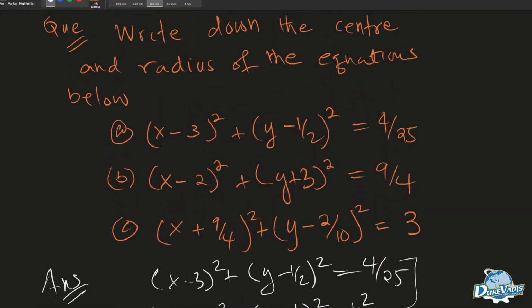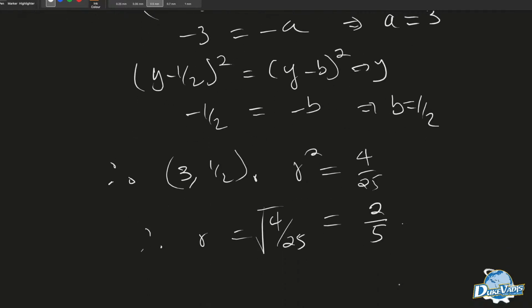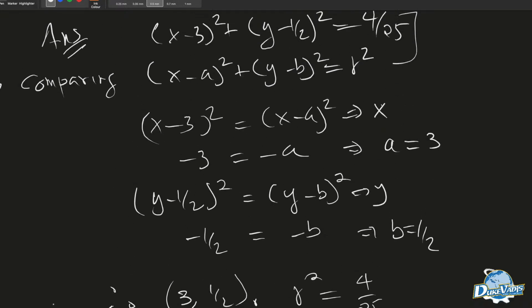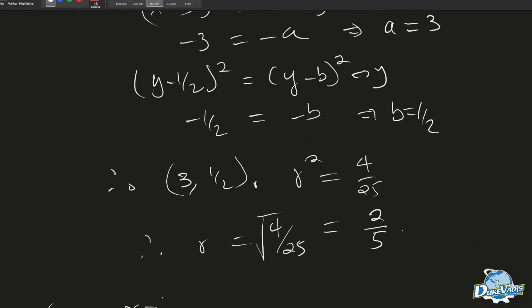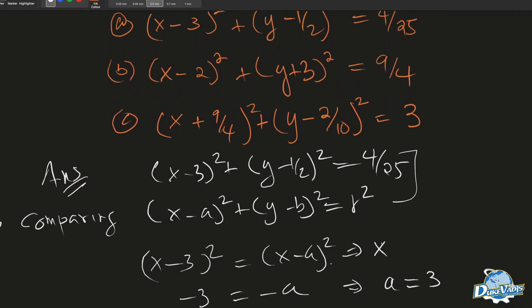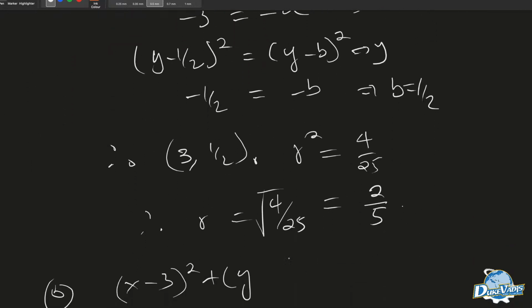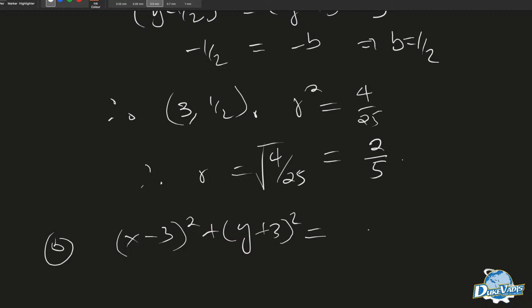Now let's tackle the second one. That says B. That's x minus 2 squared plus y plus 3 squared equals 9/4. The same way, friends, it's not difficult.